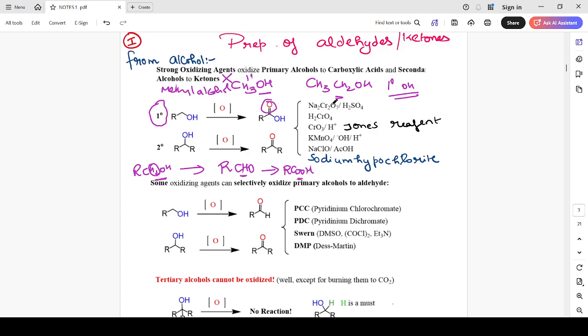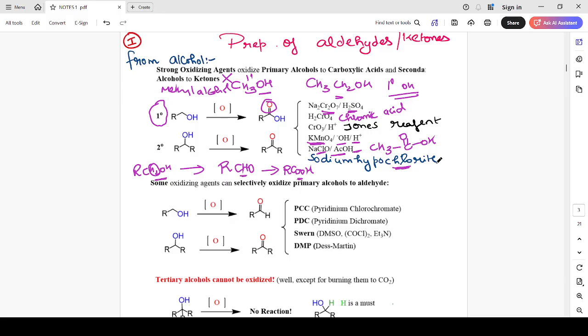Okay, so what are the set of very strong oxidizing agents we have? Generally, the very common strongest oxidizing agents: permanganate in both acidic medium and alkali medium, dichromate in acidic medium, chromic acid, H2CrO4, sodium hypochlorite, NaClO. This is AC, which means acetyl group, CH3CO group is there, and one OH is here. So it is acetic acid.